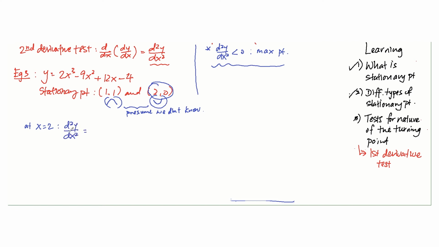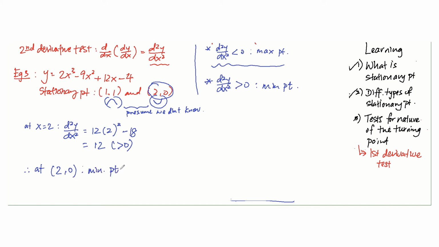Sub x equals 2 into my d²y/dx², which is 12 times 2 minus 18, and that should give me a 12, which you realize is greater than 0. And ladies and gentlemen, please take note, when the value of d²y/dx² is greater than 0, I would have a minimum point. So therefore, at (2, 0), we have a minimum point.